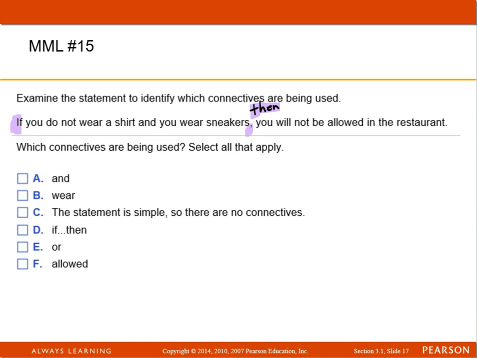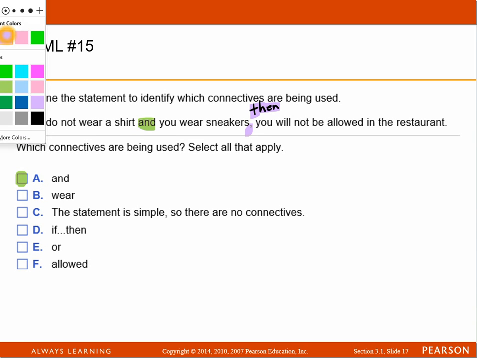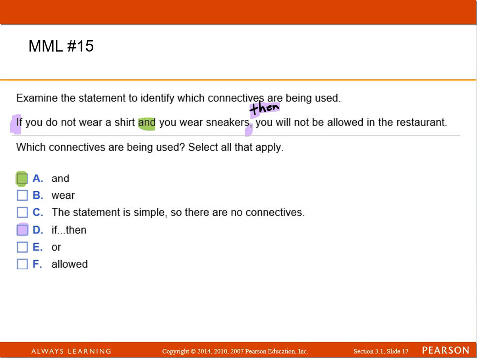Okay, so if you do not wear a shirt and you wear sneakers, I see an and in there, you will not be allowed in the restaurant. So I'm definitely seeing and. I've also got an if-then. The word where is not a connective, and the word allowed is not a connective. And since I've already bubbled on A and D, it's definitely not going to be this one.